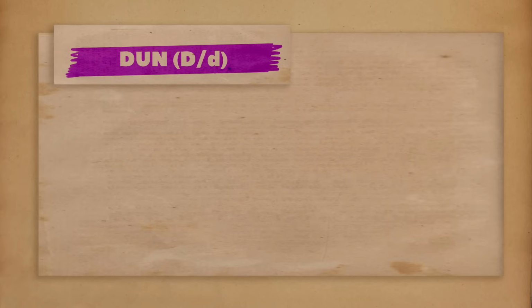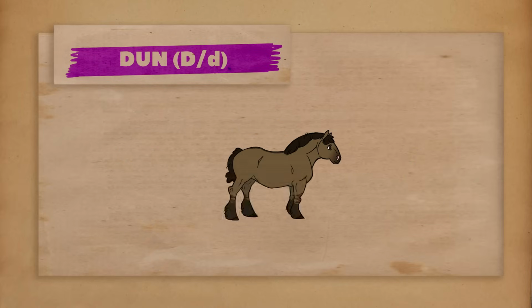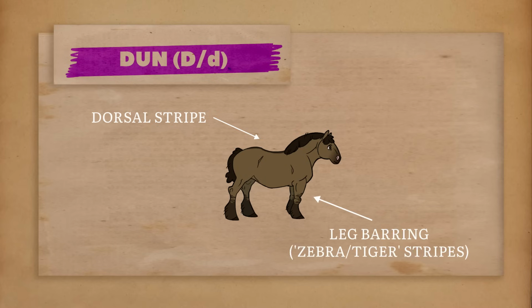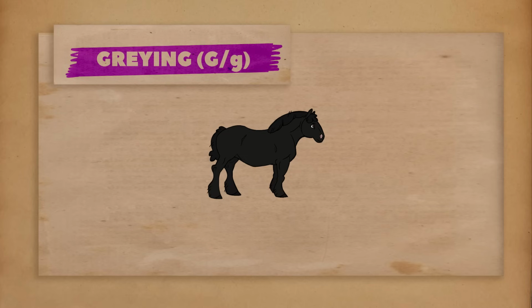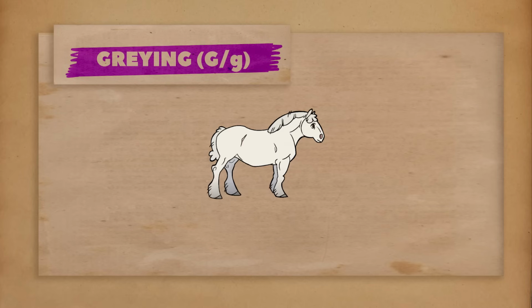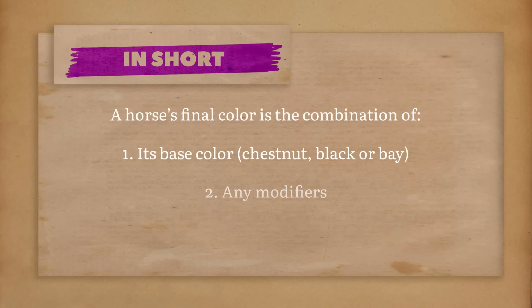We also have the dun gene, written with the letter D. It also lightens the base color, but it adds the so-called primitive markings like a dorsal stripe along the back, and leg barring like tiger stripes, often called zebra stripes. Another gene that I want to talk about is the gray gene, and this gene causes the horse to lighten over time. A gray horse may be born black or bay or chestnut, but it will slowly turn lighter and lighter with age, eventually becoming completely white or a silvery gray. So in short, a horse's final color is the combination of its base color, chestnut, black or bay, and any modifiers.